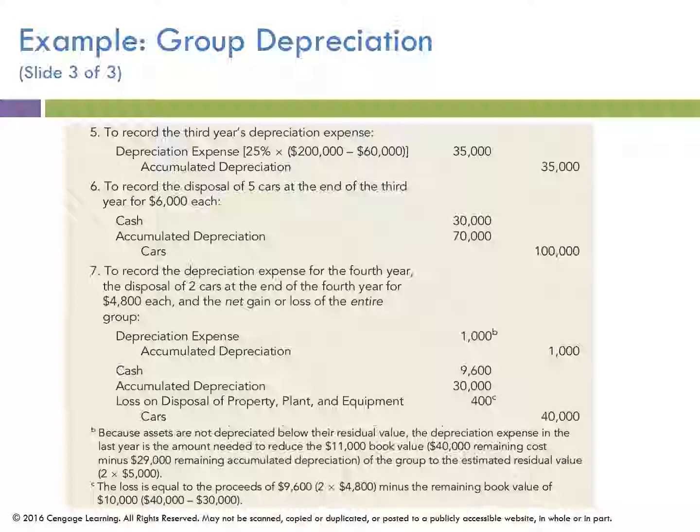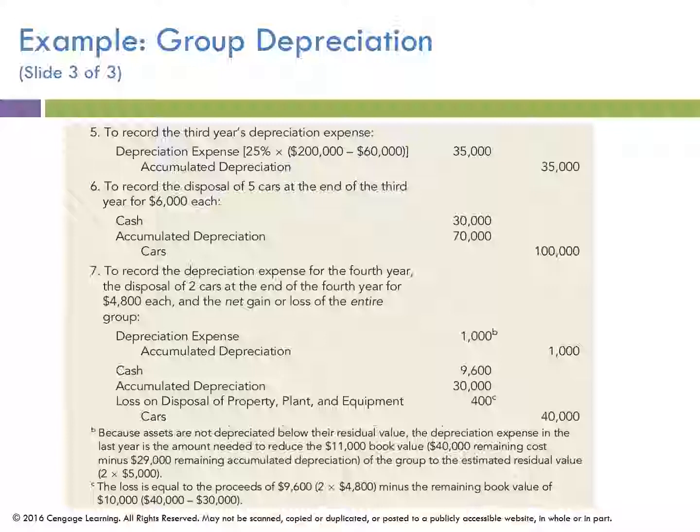In the third year, depreciation expense isn't based on $200,000 of cost of the cars because you sold 3 of them that cost a total of $60,000. So $140,000 times 25% is the amount of depreciation. When you sell 5 cars at the end of year 3, you'll take the $6,000 you sold them for times 5, which is $30,000. Remove 5 cars that cost $20,000 each, or $100,000. The difference is debited to accumulated depreciation.